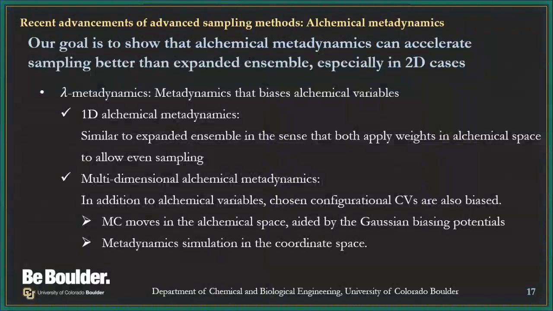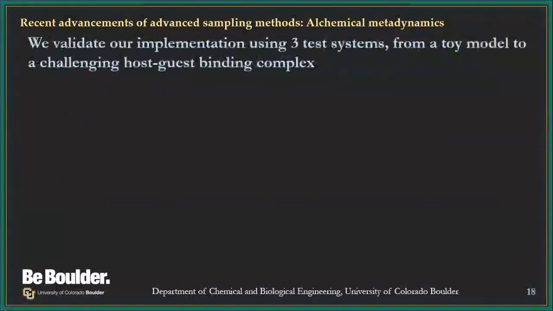And our goal in this project is to show that alchemical metadynamics can accelerate sampling better than expanded ensemble, especially in 2D cases. So to reach our goal, we implemented alchemical metadynamics. And given the similarity between alchemical metadynamics and expanded ensemble, the implementation was tested with 3 different model systems with different alchemical processes, by comparing the results of free energy calculation with expanded ensemble.